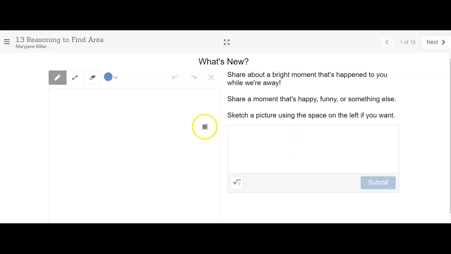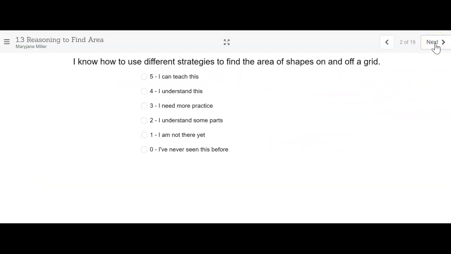so we start with sharing a bright moment, something that was great that's happening to you for today. So go ahead and type in something there. The next screen is the heart rate for "I know how to use different strategies to find the area of a shape on and off a grid." So go ahead and click which one you're at for now.